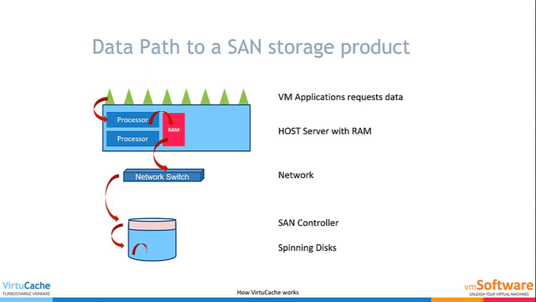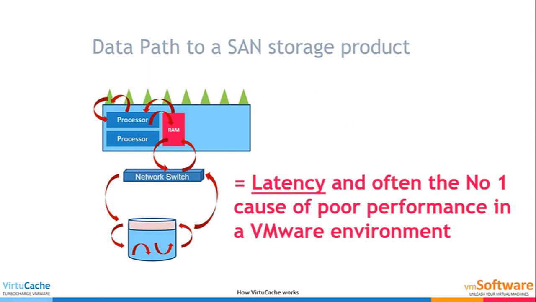to the spinning disk. If it's a write, that transaction is committed to disk, and then an acknowledgement is sent back through the same path back to the application. If it's a read, the data is then brought back again over the network to the application. This causes latency and is often the #1 cause of poor performance in a VMware environment.